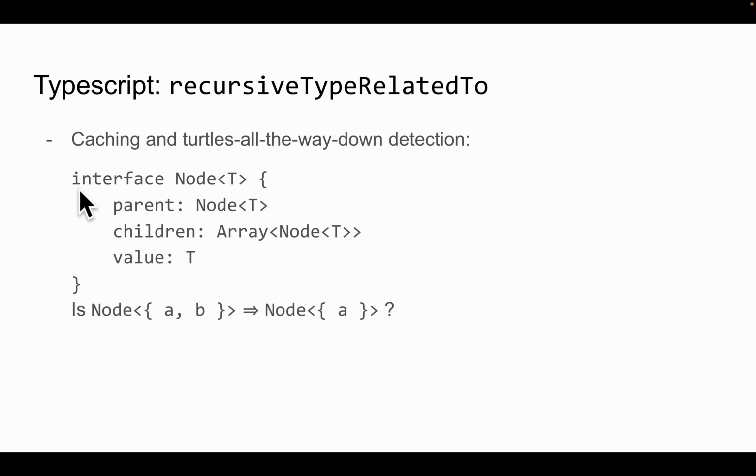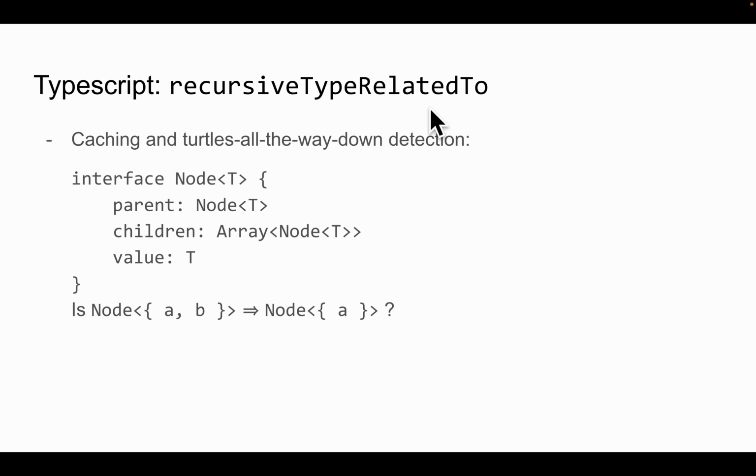So if you're checking something like this interface, we have interface Node of T, and the first property has a type Node of T. A naive structural check is going to try to answer: is Node of AB assignable to Node of A? Well, the first thing it's going to do is say, I need to find out if the parent is assignable to the parent. Is Node AB assignable to Node A? Well, let's look at the node. And then the first property of that: is Node AB assignable to Node A? And this will continue forever if you let it.